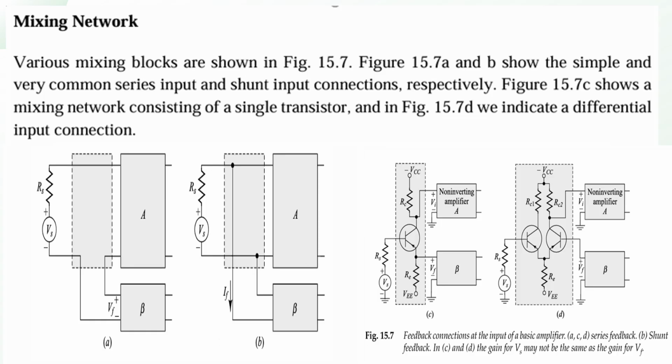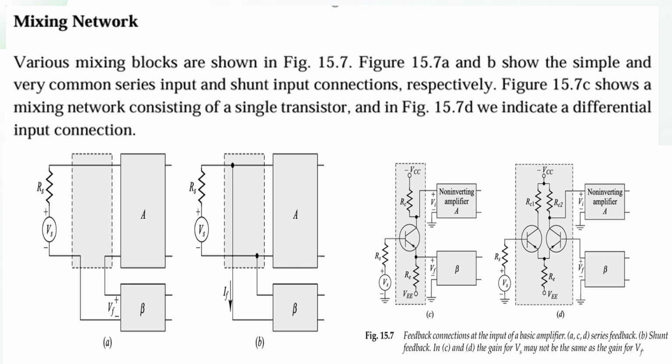Next, let us see how the mixing network works. There are various types of mixing available. Look at figure A and B, which show simple and very common series input and shunt input connections. First look at figure A, which represents a series connection, where the feedback network beta is connected in series with respect to the input. Next, figure B shows the shunt connection, in which the feedback network beta is connected in parallel with the input source Vs.